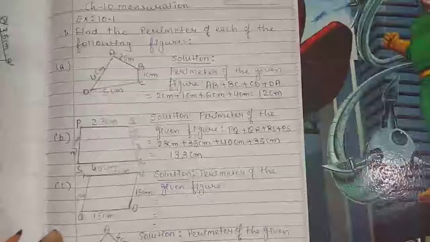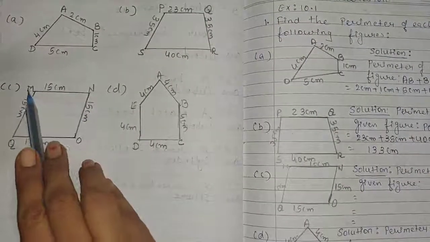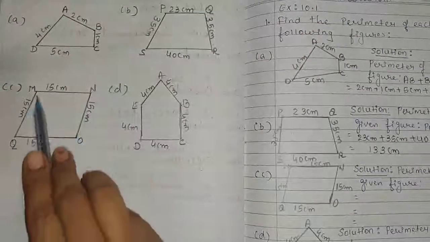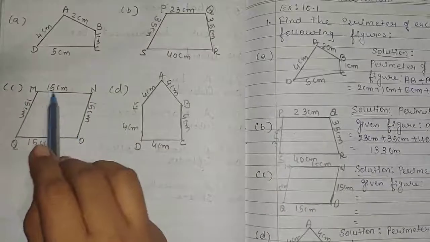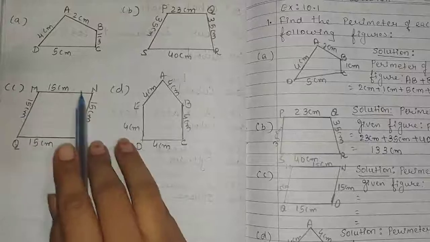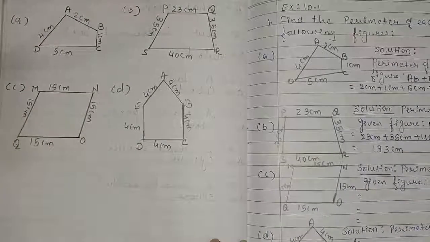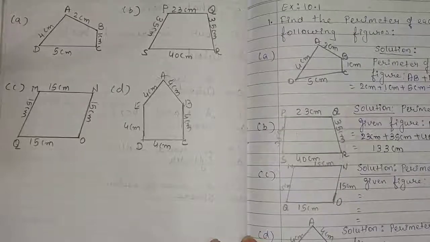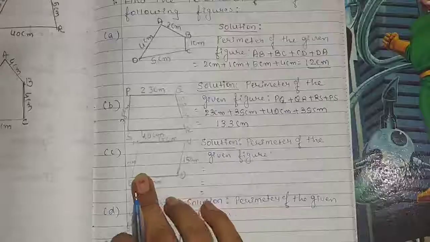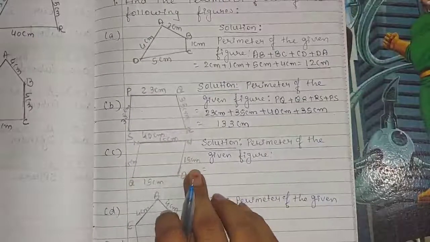Now question number C. Students, in question number C, M, N, O, Q are given and different lengths are given: 15 centimeter, 15 centimeter and 15 centimeter, which means all four sides are equal in this given figure. So let us find the perimeter of the given figure. In this figure we can see all sides are equal, and that is 15 centimeter.